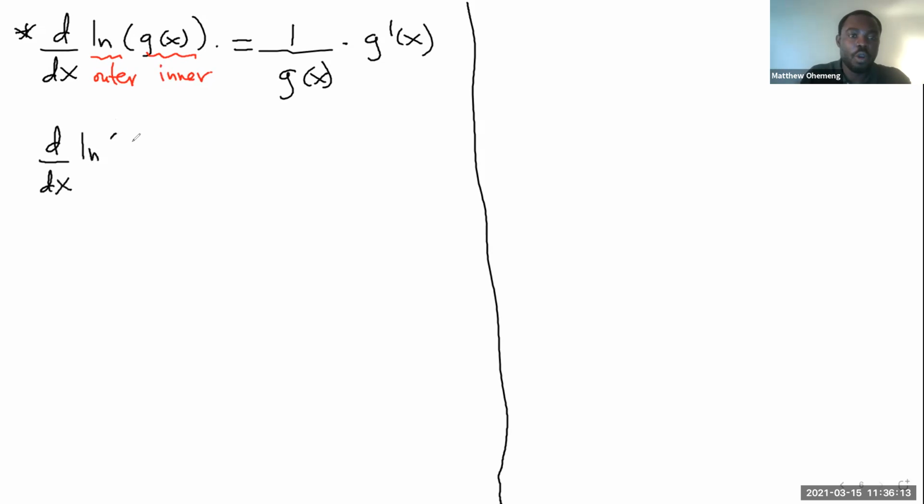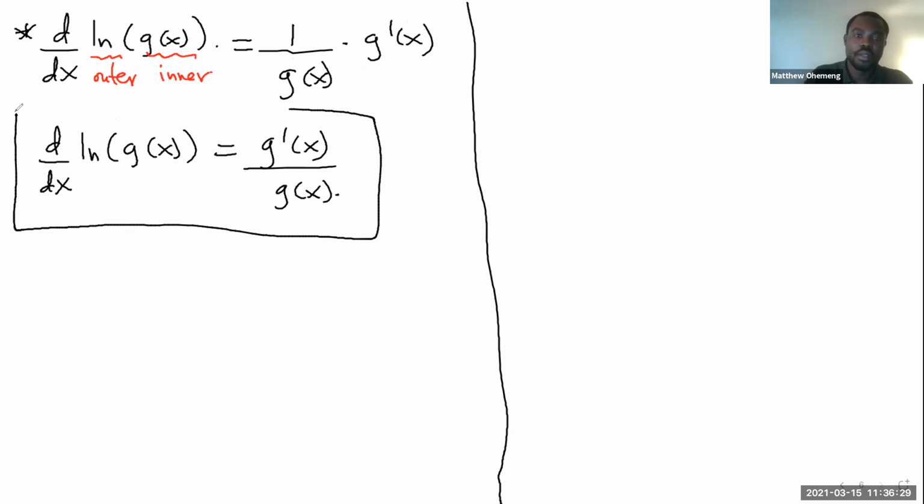However, it's easier to think of it in this way. Whenever you have a composite function where your outer function is ln and your inner function is g of x, then it's just going to be differentiate the function, divide by the function itself, right? Because 1 over g of x times g prime is just g prime of x over g of x. So there's also another takeaway.